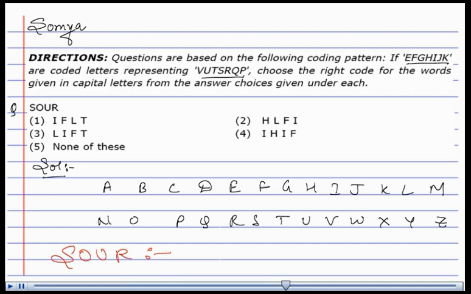The letter S is here, and according to the pattern that we had followed in the previous question, the letter related to S would be H up here. Now, let's check out the options. Options number 1, 3, 4 and 5 do not follow the pattern. So, the only option left to us is HLFI, which would be the coded word for SAR. So, the answer is option number 2, HLFI.